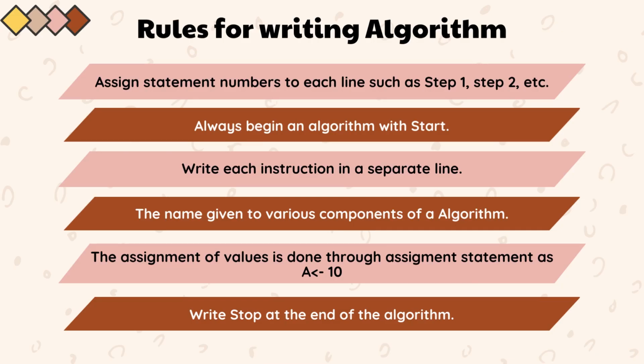And some of the rules for writing an algorithm: one rule, assign a statement number to each line, step one, step two, etc. An algorithm always begins with start and ends with stop. You have to write down start, and in the end write down stop. Write each instruction in a separate line, and give a proper name to the various components of the algorithm, such as variables. And assignment of values is done through this operator: the right hand side value is always assigned to the left hand side variable. These are the rules for writing an algorithm.